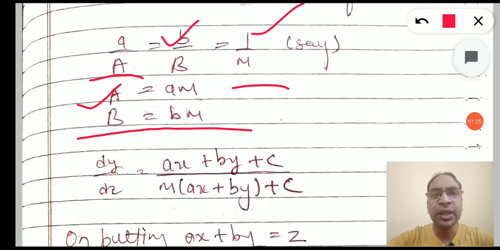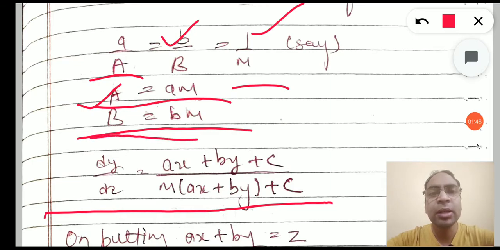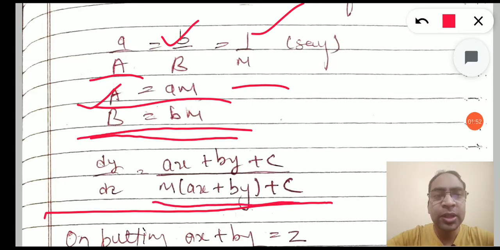So we will replace these capital A and capital B into the original equation. So the original equation will be like this: dy by dx is equal to ax plus by plus c. Numerator will remain same. The denominator will change. So we'll take m as common once we replace capital A by am and capital B by bm. So the denominator will become m times (ax plus by) plus c.